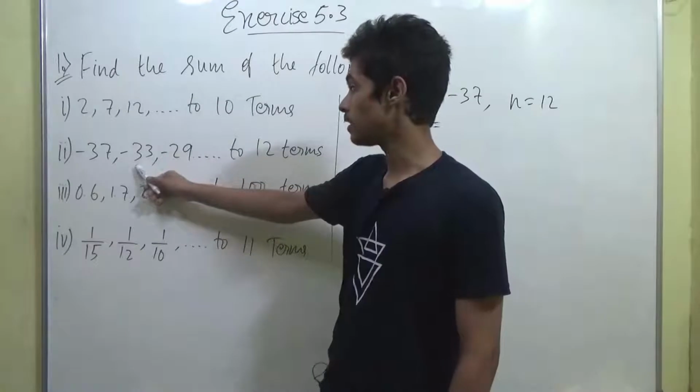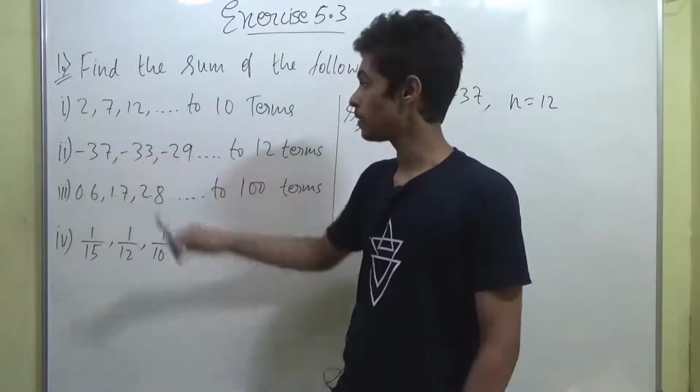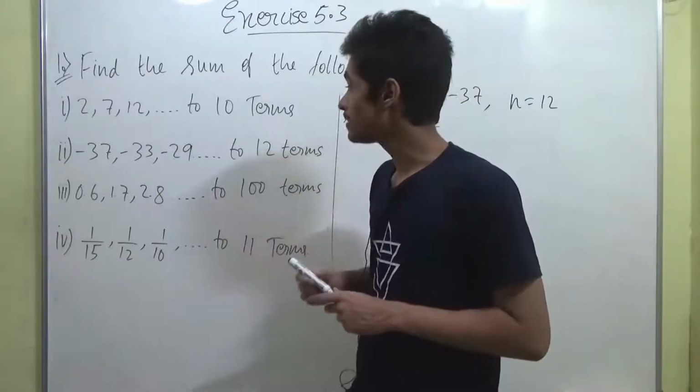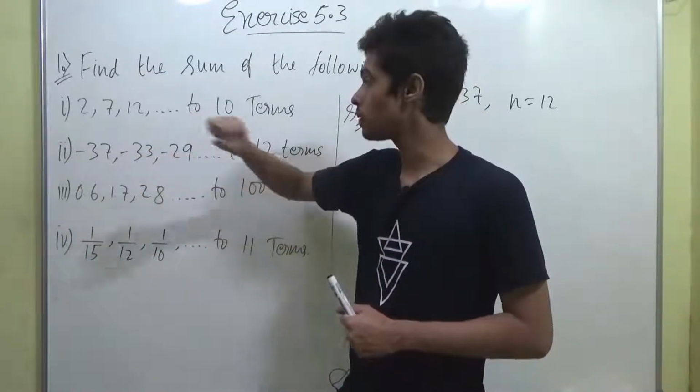If you do a2 minus a1, it's going to become minus 33 minus of minus 37, so it's going to become, sorry guys, it's not 6, it is 4. If you do minus 33 minus of minus 37, it's going to become plus 4.